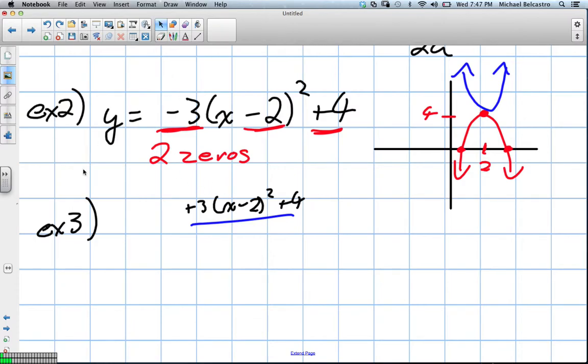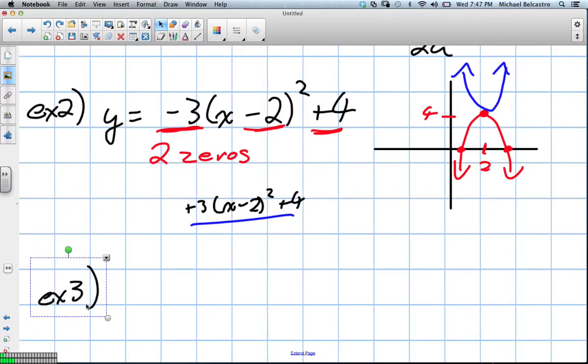So the 4 determines if it's going up or down, as in moving the vertex up or down? Yeah, moving the vertex up or down. And the a tells us which way it opens.